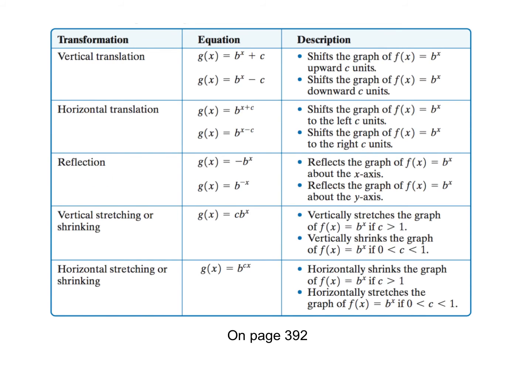And then for the reflections, if the negative is in front, it flips it along the x-axis. If the negative is part of the exponent, it flips it over the y-axis. And then you have any vertical stretching or shrinking, and that's if you have some number being multiplied: if it's larger than 1, it's a stretch, and if it's smaller than 1 but bigger than 0, it's a shrink. And then horizontal shrinking or stretching is when, for example, you have 2 to the 3x, that would be a horizontal shrink. Or if I have 2 to the 1/3 x, that would be a horizontal stretch.